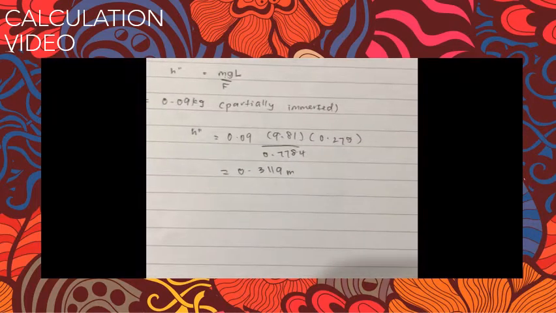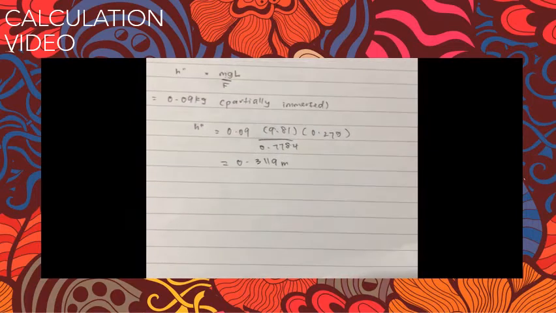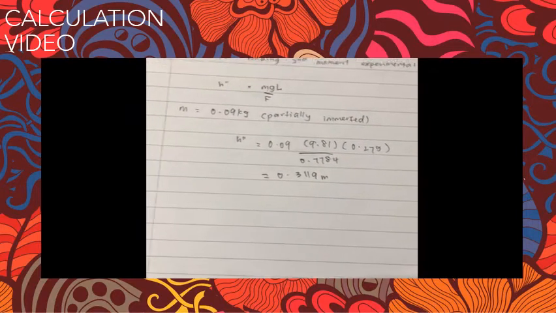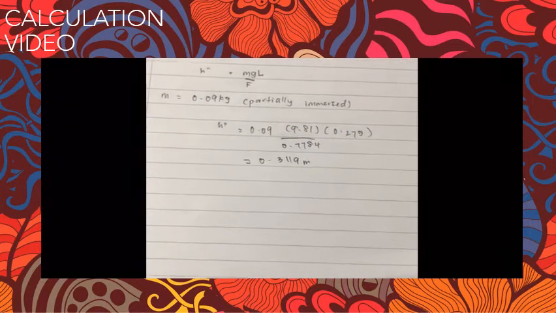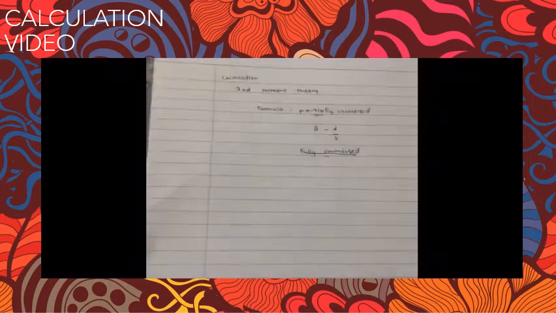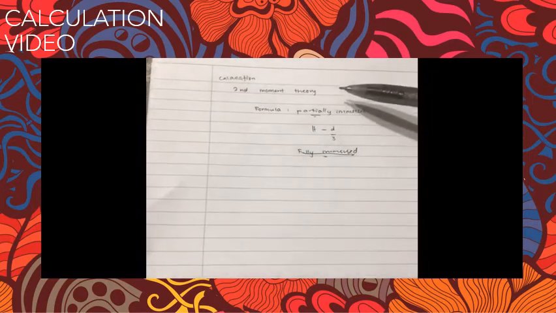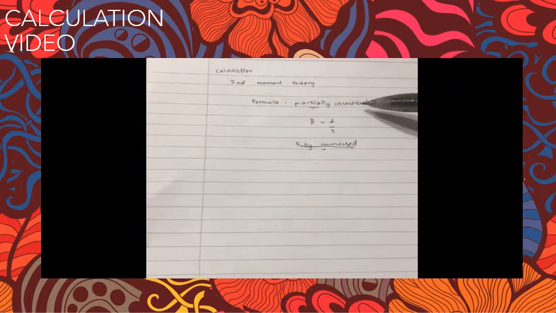So that is a final answer. And the formula, partially immersed and fully immersed, is the same formula. We use the same formula. Okay, now we will go to how to calculate the second moment theory. Okay, this is the formula for partially immersed.